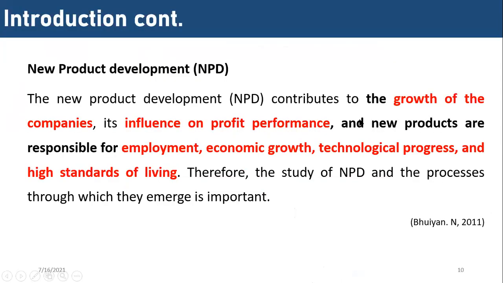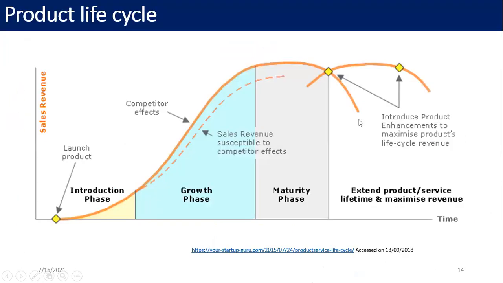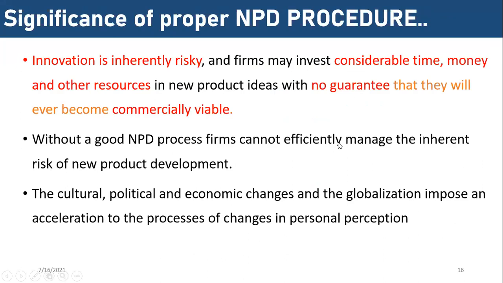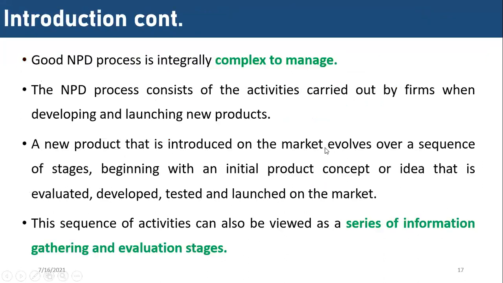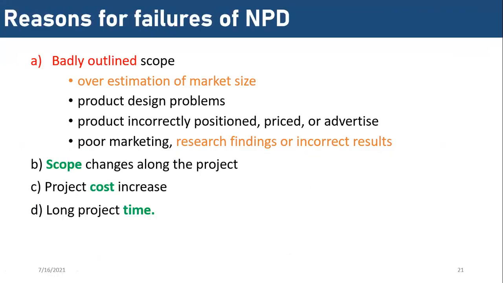We used some examples. And this is an important product life cycle. There are introduction phase, growth phase, maturity phase, and likewise there are several phases, and I have given some examples to explain this graph. And why do we need successful new product development? It is actually a critical one. We have discussed it is a little bit expensive, but we need to do such new product development to sustain the market.